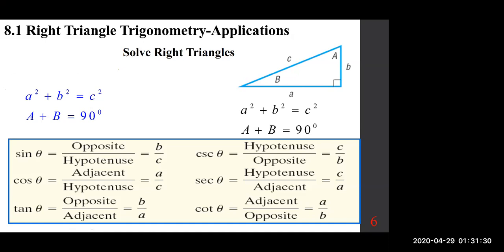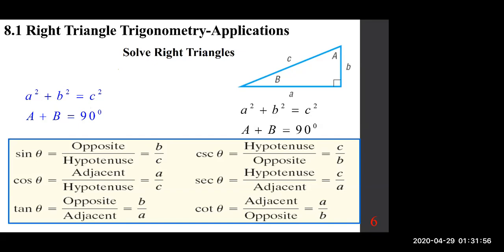And in short, we need to solve a right triangle. What do we mean by solving a right triangle? A right triangle can be solved, or just in general, a triangle can be solved as long as we have all the angles and all the sides. Okay, class? That's the meaning of solving a right triangle.